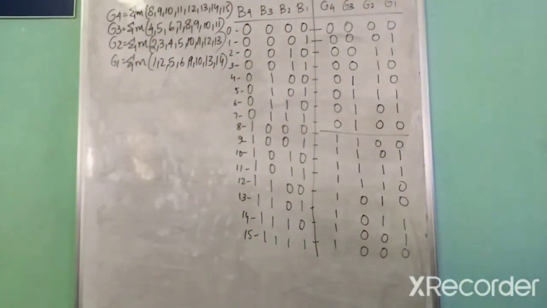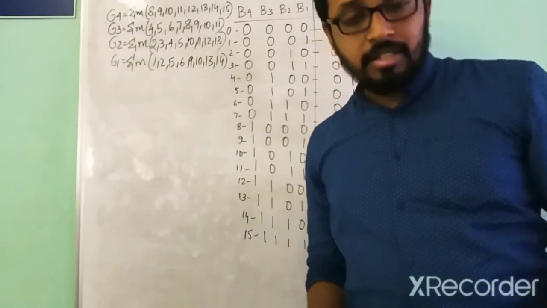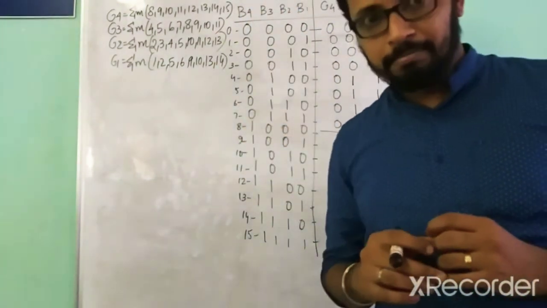8, 9, 10, 11, 12, 13, 14, 15. 4, 5, 6, 7, 8, 9, 10, 11. 2, 3, 4, 5, 10, 11, 12, 13. 1, 2, 5, 6, 9, 10, 13, 14. Next is forming the Carnot map. Before that, please go through the steps. Okay.